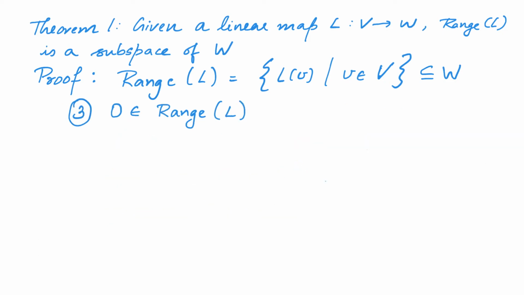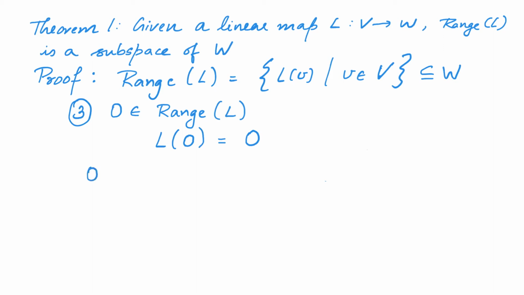Finally, we will show that 0 belongs to range of L. More precisely, we will show that the 0 vector of V will get mapped to the 0 vector of W under the map L if L is linear. Notice that we are denoting the 0 vector of V and the 0 vector of W by the same symbol. But this should not lead to any confusion. How will we show this? How will we show that L of 0 is equal to 0?